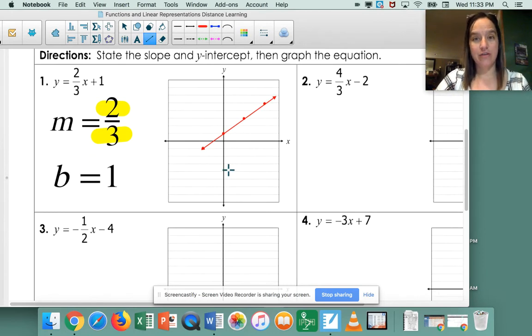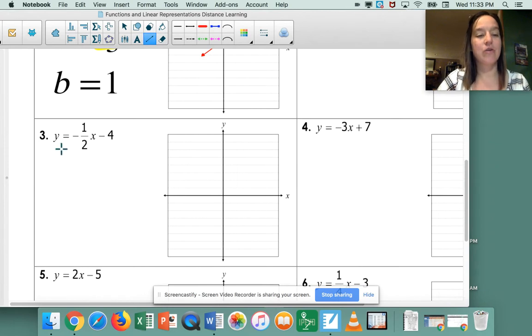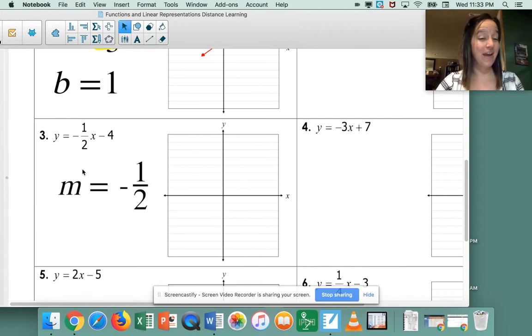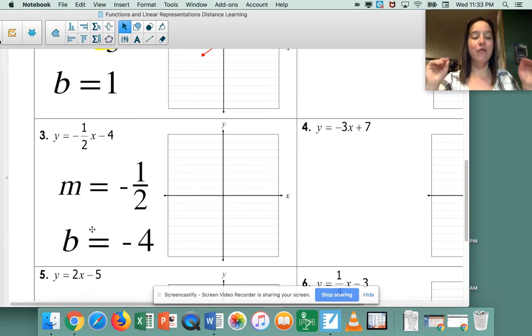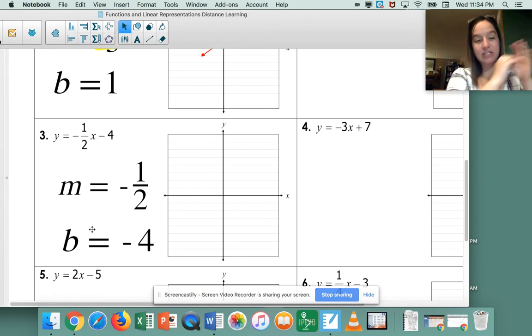Let's try another one. So number 3, what's the slope? I'm hoping you said -1/2, because that's indeed what it is. What's my y-intercept? Don't say 4. It's not 4. It's -4. Don't forget about those negatives. Don't forget that the subtraction sign always, always goes with the number that's after it.